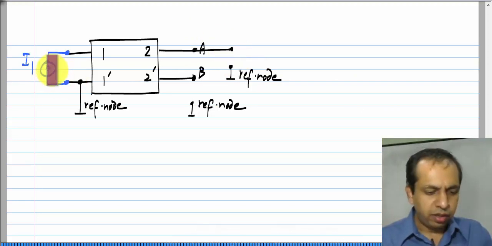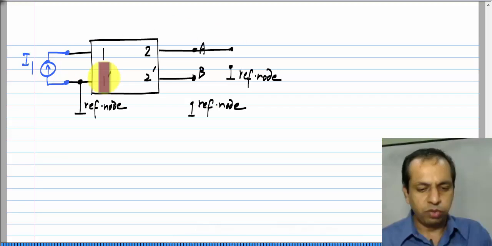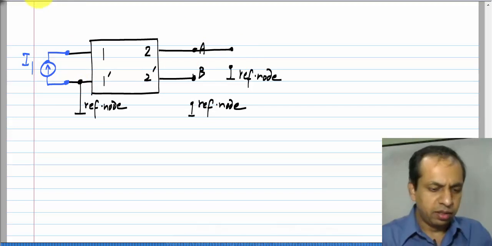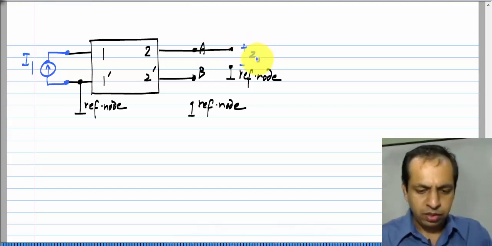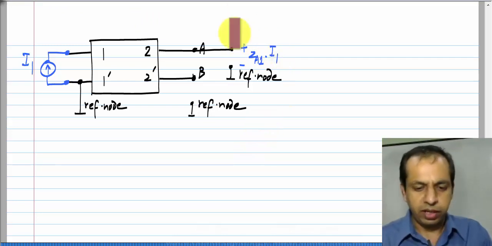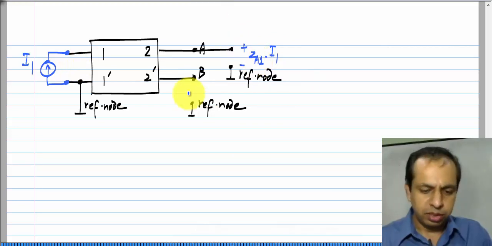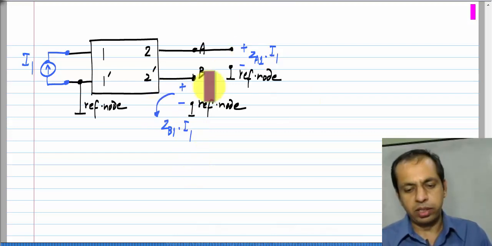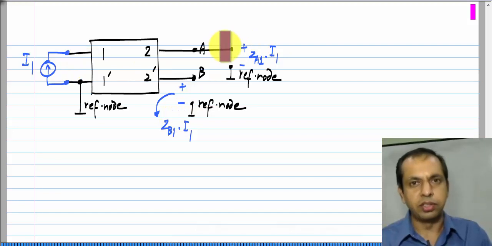So, what is the voltage that appears at port A? Clearly, I can think of port 1 as one of the ports, port A as the other port. So, if I inject I1 into port 1, what comes out here is ZA1 times I1. Okay. ZA1 is the parameter from port 1 to port A, and similarly here at port B I will have ZB1 times I1. Okay. So, I calculate these two voltages by first considering 1 and A as one of the 2 ports, and then 1 and B as one of the 2 ports.